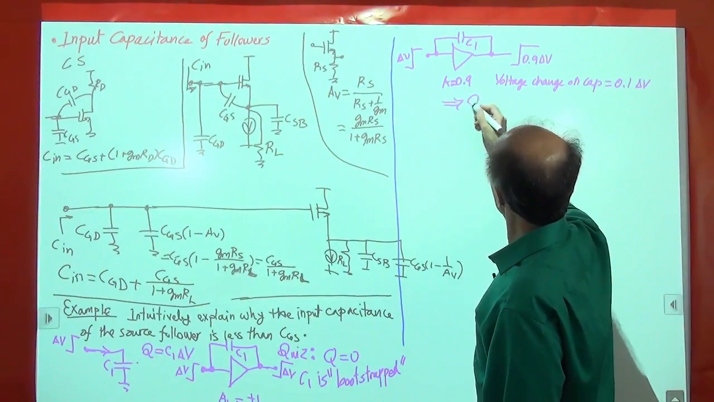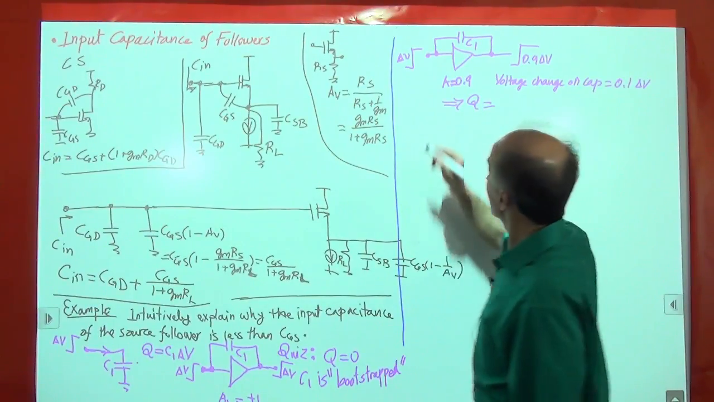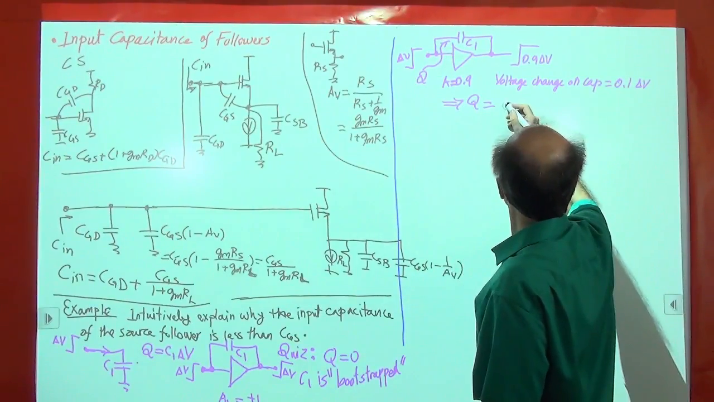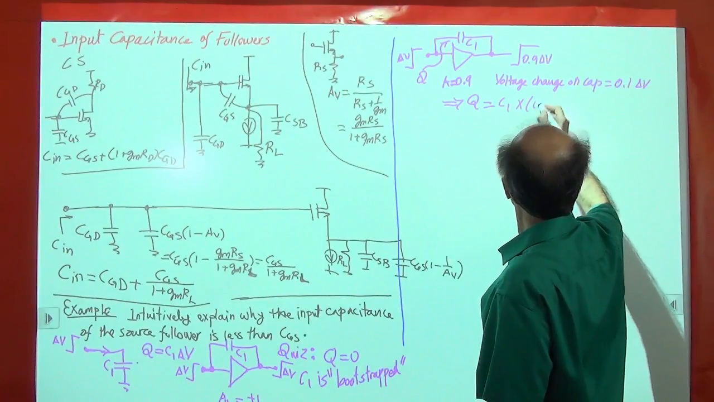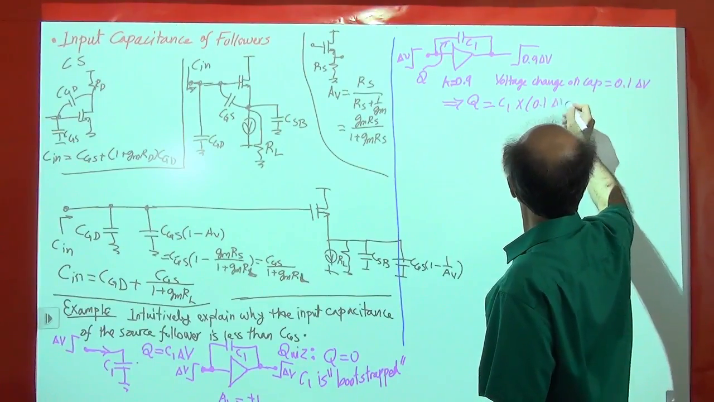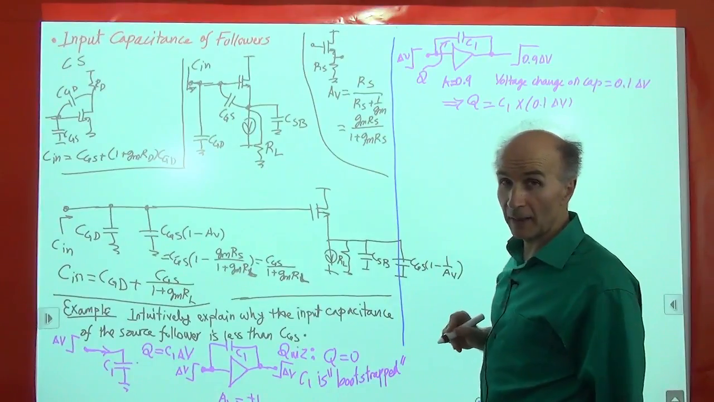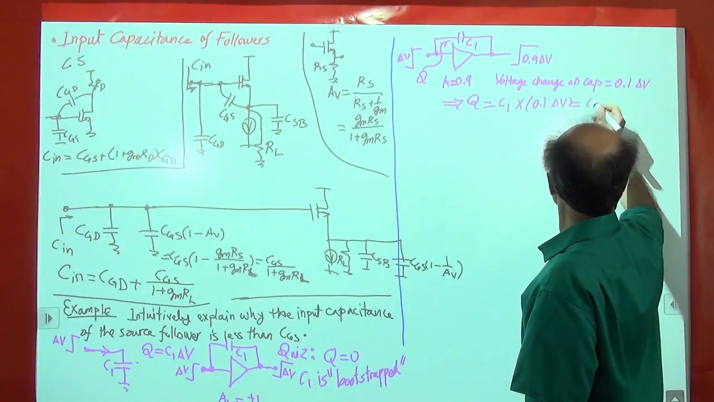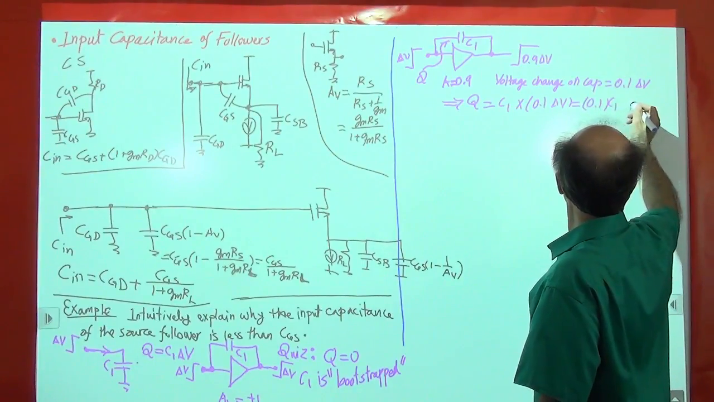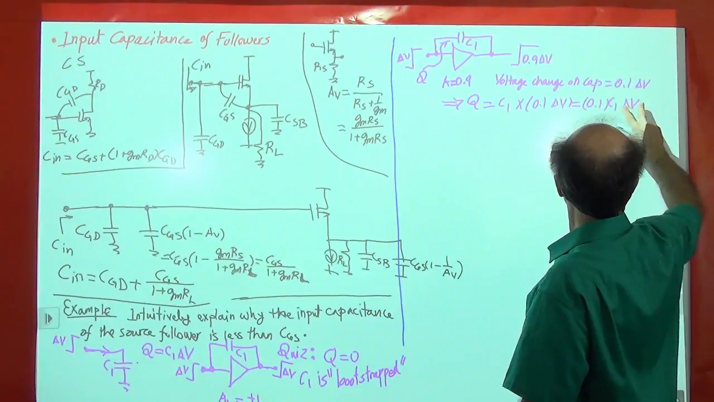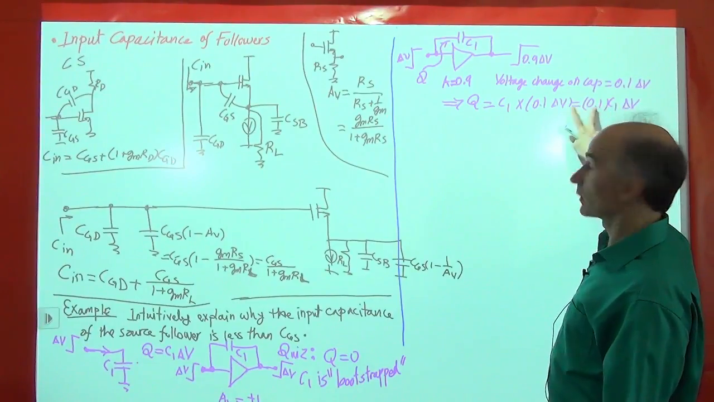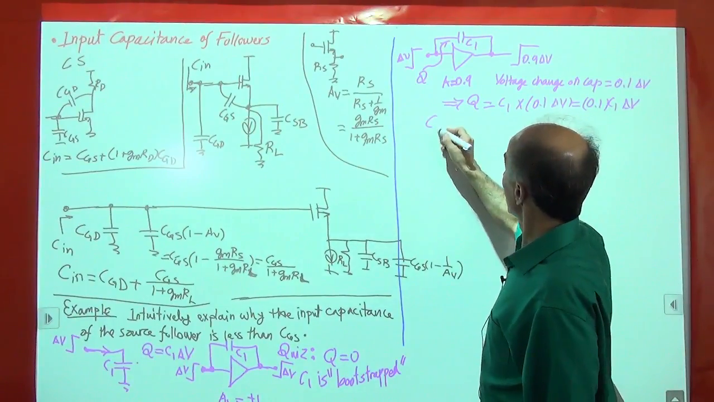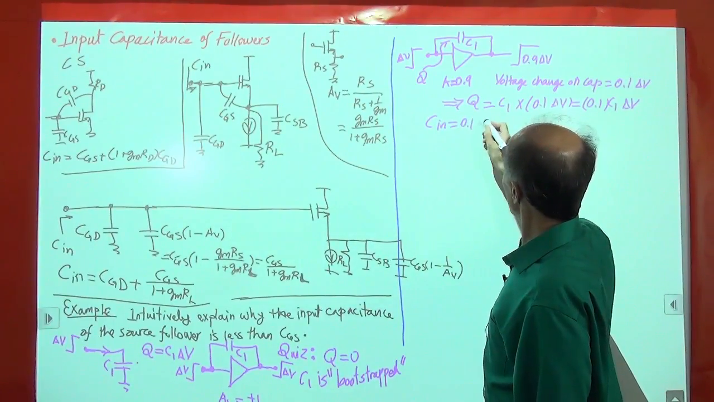That means that the charge that we deliver to that cap is given by C1 times 0.1 delta V. So I can write this as 0.1 C1 delta V. I gave a change of delta V, and I delivered only this much charge, right? So the equivalent capacitance is 0.1 C1. That means that the input capacitance is only 0.1 C1.